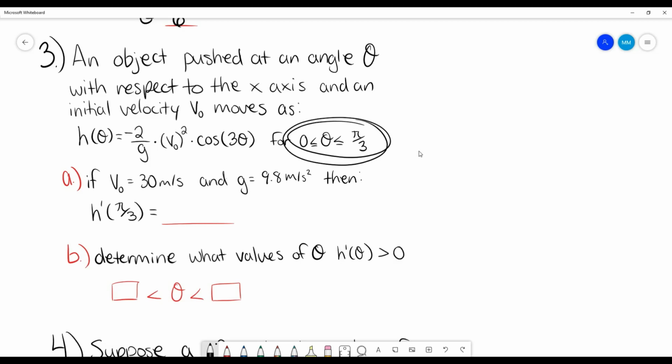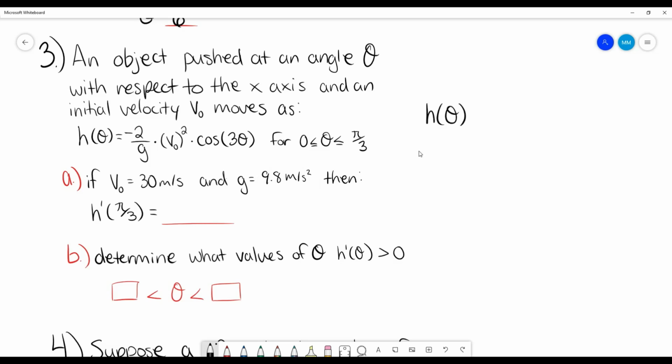For this domain. And so this first part says if our initial velocity is 30 meters per second and g is, well, gravity, 9.8 meters per second squared, then the derivative of h of theta when theta is equal to pi over 3 is what? So the first thing I see here is that they've given us values for these variables right here. And obviously the derivative is going to be with respect to theta. So I'm going to go ahead and plug these values in for our h of theta first.